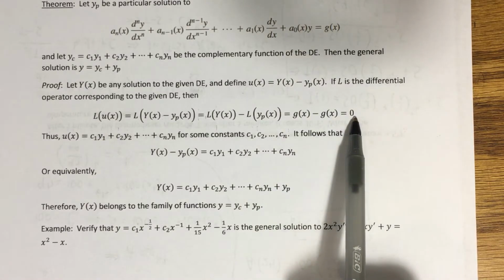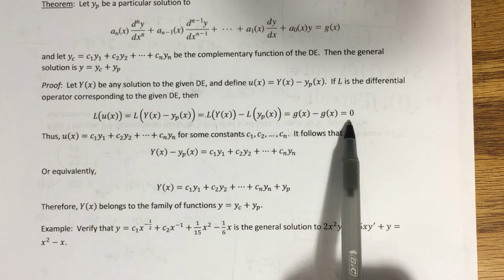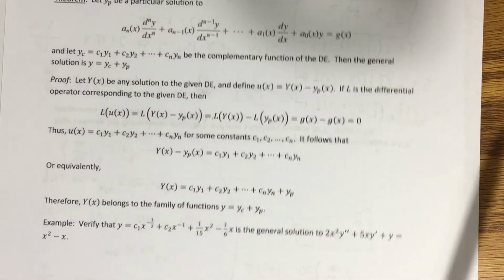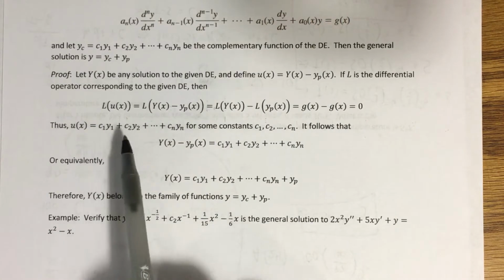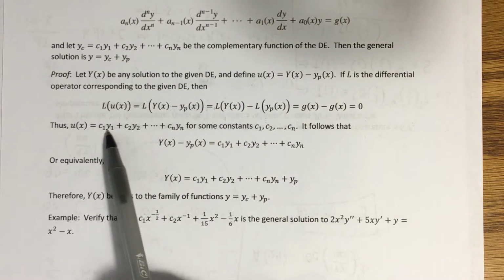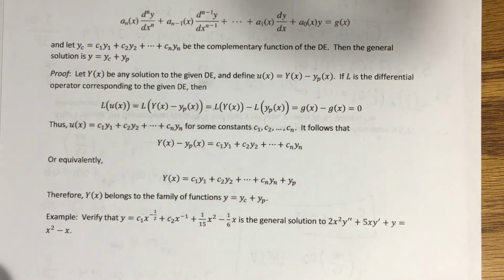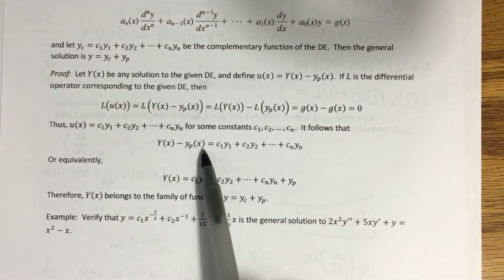And we know what the general solution for that looks like. The general solution looks like linear combinations of our fundamental set of solutions. So that means u of x is actually representable as a linear combination of the y1 through yn. Okay? Now, let's come back here.